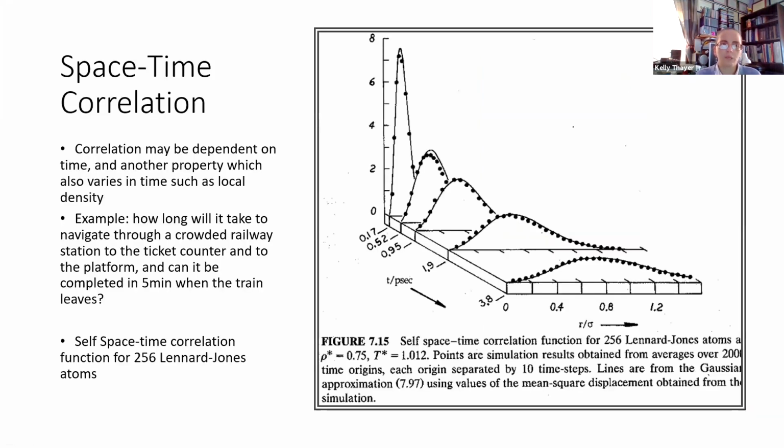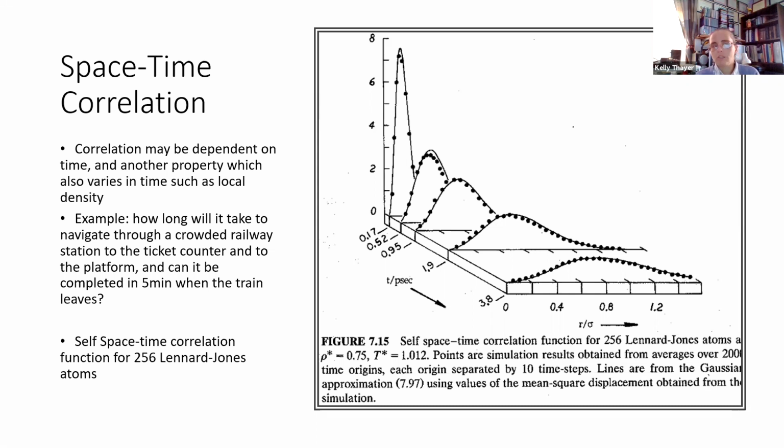In addition, we may have space-time correlation. What we mean by this is the fact that correlation may be dependent on more than one property. So far, we've talked about the autocorrelation being correlated to the time. However, suppose it is also correlated on another factor which itself is also changing in time. So for example, we may have that the pressure is changing over time. So here we actually have a space-time correlation function being shown. Correlation may be dependent on time and another property which also varies, such as the local density, for example.